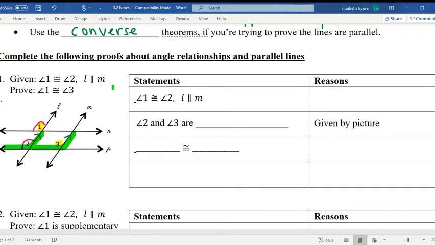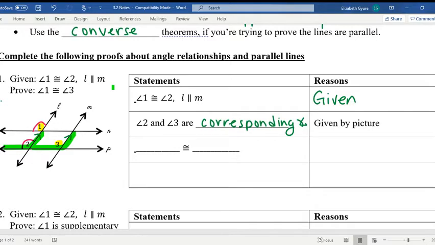So first reason is always what? Given. Then I give you the hint given by the picture. That means, hey, look at your picture. Angles 2 and 3 are what kind of angles? Well, Tyler told us they are corresponding. Pretty much any time I want you to look at your picture, I want you to find an angle relationship of some sort. Okay.